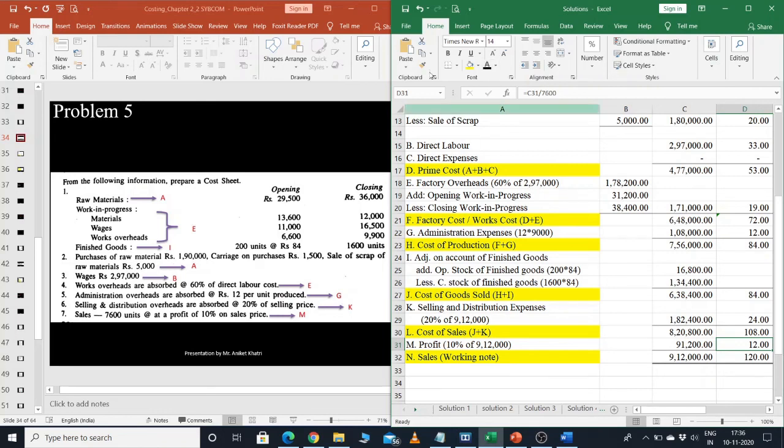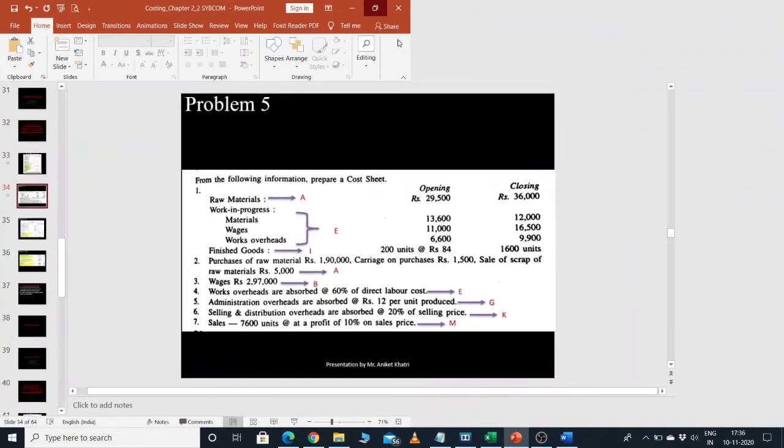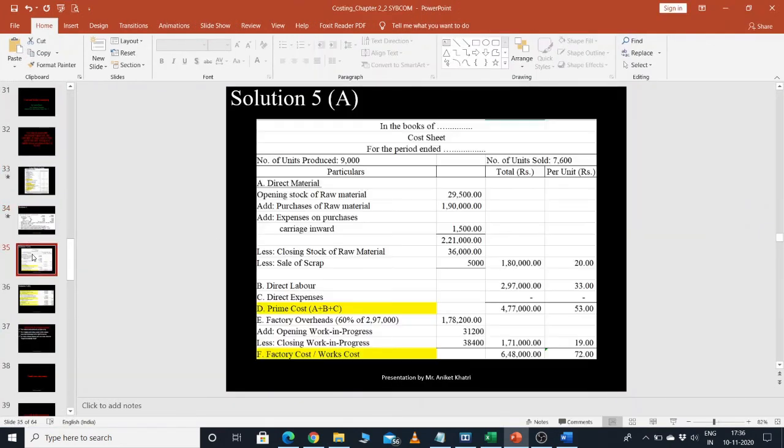Okay, so here we have finished our problem solving. Okay, so here is the photograph of the solution.